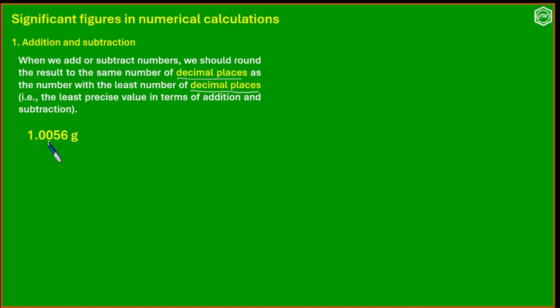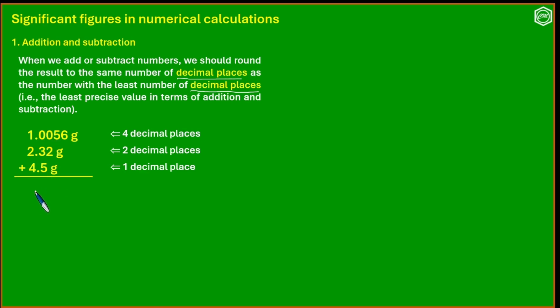Consider this measured value 1.0056 gram and there are 4 decimal places. Second value 2.32 gram, 2 decimal places. Third value 4.5 gram, only 1 decimal place. Now we add these quantities. The result is 7.8256 gram.